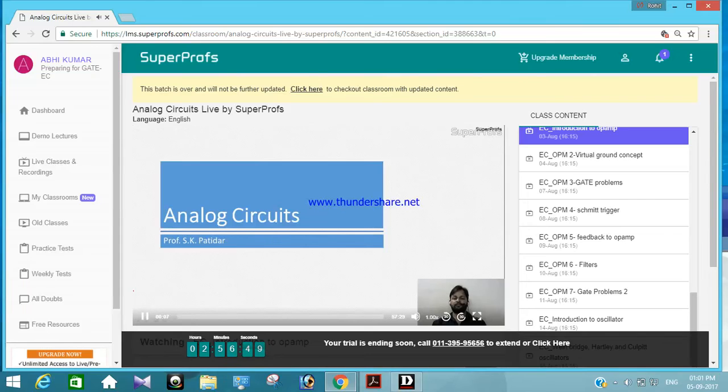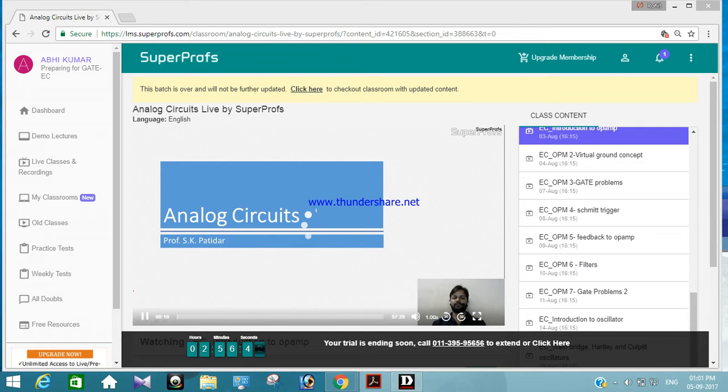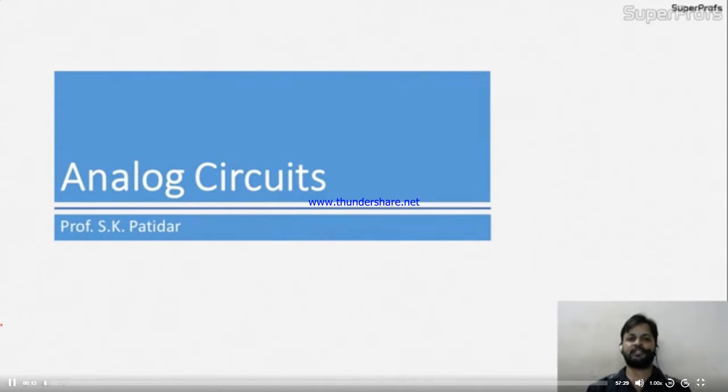Amplifier. We have finished BJT and FET successfully. So I hope all your doubts are clear now. Okay, so let's start with the operational amplifier.